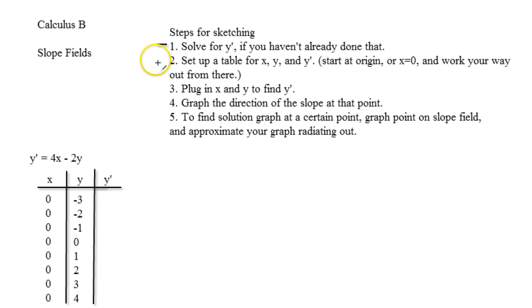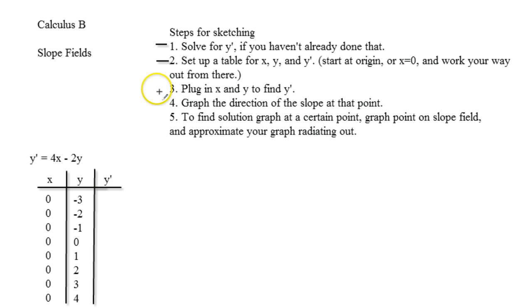Now step 2 is to set up a table for x, y, and y prime, starting at the origin, or x equals 0, and work your way out from there. So this is just a first example. If I were to do another table, all the x's would be 1, the y's would be the same, and then I'd start with x negative 1 and just fan my way out from there. Working with this is not going to be so hard because all you're doing is plugging in values.